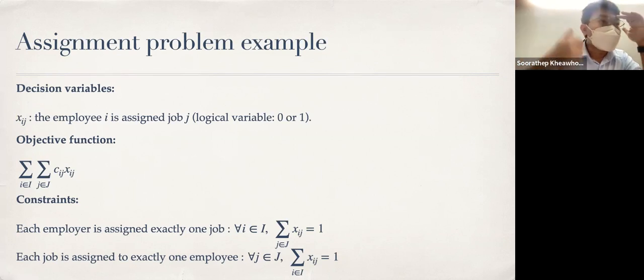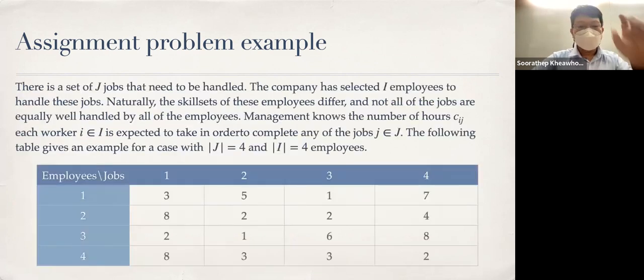Okay, and what about the objective function? The objective function is Cij combined with Xij, and it should be element by element, not a matrix product. You got the point, no? Cij, what is Cij? Cij is this one, right? And we have Xij, which is similar to this one, but it contains only 0 or 1, right?